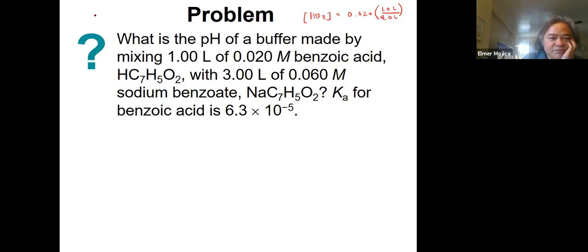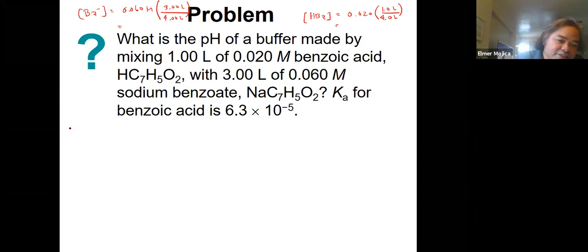So the same thing with the benzoate. I have there 0.06 molar. I have 3 liters of that mixed with 1 liter of what we call benzoic acid, so over 4. So that's the new concentration that you're going to use in the ice table.